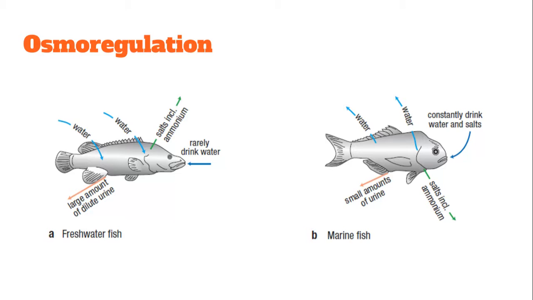So the fish has to produce a large amount of dilute urine. There's not as much ammonia in their body, but they do need to excrete the large amount of water that has moved into the fish because it's in that freshwater environment.